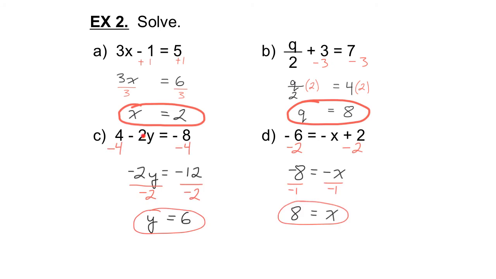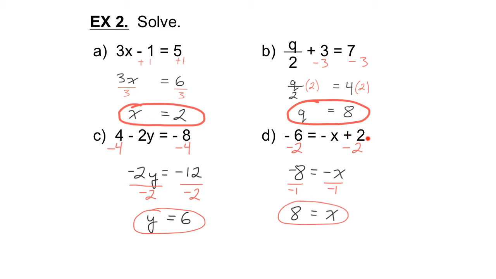So for this one, I have to get rid of the 4 first. The opposite is minus 4, so I do that to both sides. Those cancel out. I'm left with minus 2y on the left, and negative 8 minus 4 is minus 12 on the right. So negative 2y equals negative 12. To get y by itself, I have to divide by the coefficient, which is negative 2. Do that on both sides. We're left with y on the left, and negative 12 divided by negative 2 is positive 6. So y equals 6.